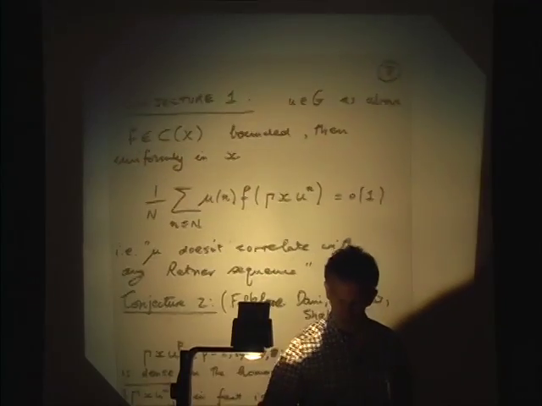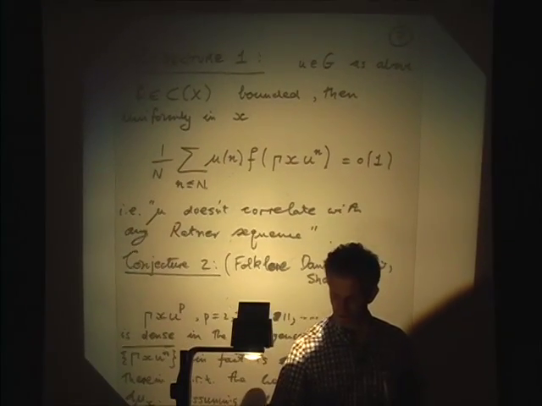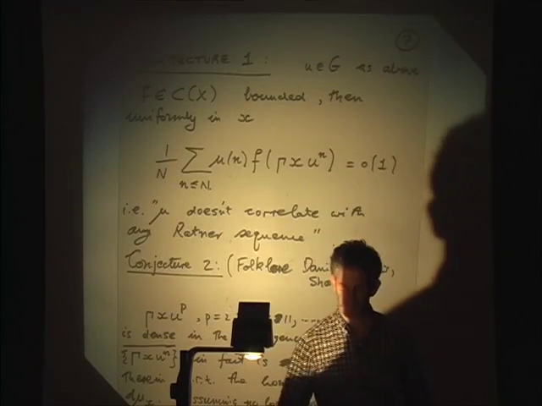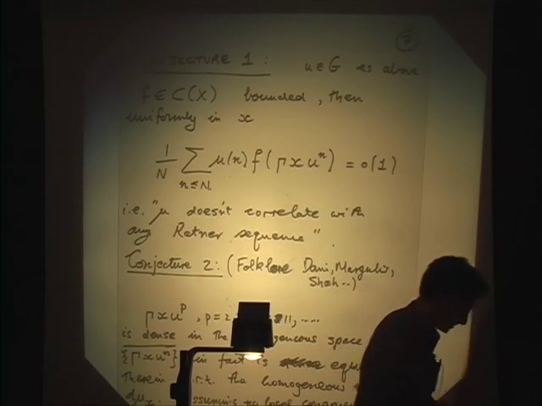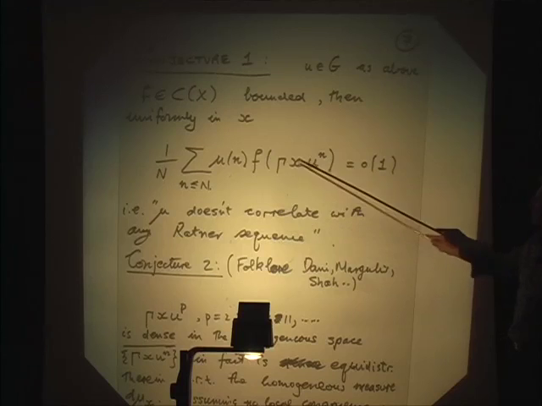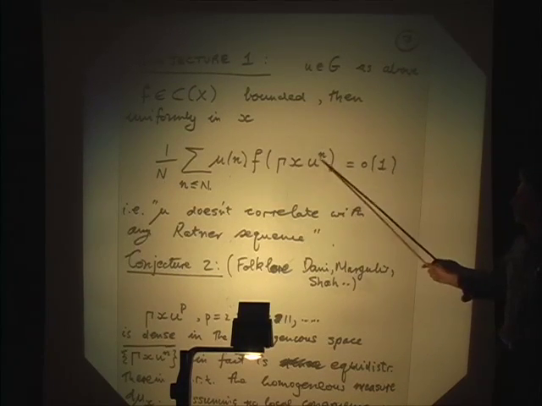So let me make the conjecture. Here's the conjecture. Conjecture 2 is a folklore conjecture. Conjecture 1 is stated here. I guess you could add Green, Ubis, and myself, because we quickly came up with this conjecture when he was here. So let U be in G as above, f a continuous function on this quotient space X. I'm going to give you an example of an X, so just bear with me. But the conjecture is that mu doesn't correlate against any continuous function on the powers of U.